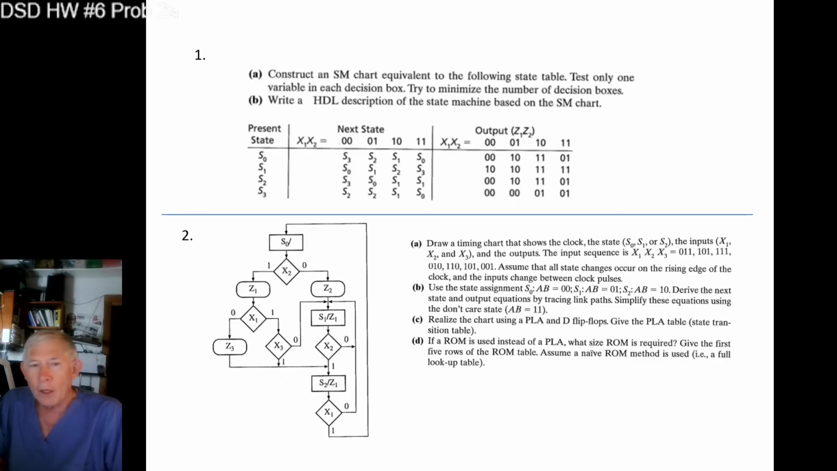The ROM is going to be addressed with the 3 inputs and the state, which is A and B. So there are 5 bits for the input address, and then the outputs are Z1, Z2, Z3, and the D sub A input and the D sub B input. So there are 5 columns, and if we have 5 address lines, that's 32 rows. So it's a 32 by 5 ROM, and that's what it's going to take.